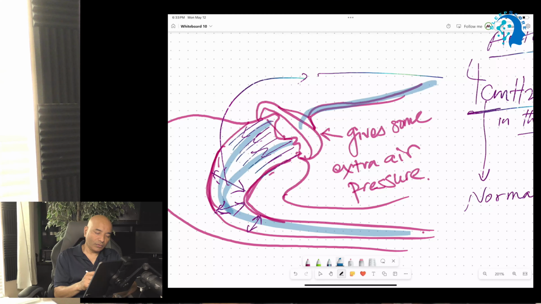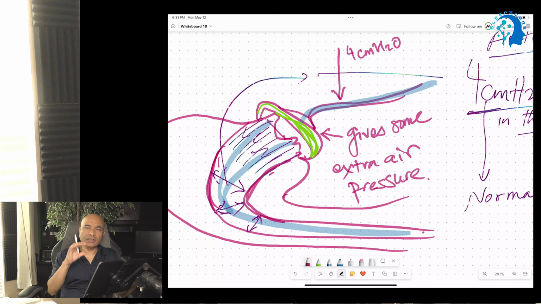we give extra air pressure. This is a mask, and we start from 4 centimeter H2O. Then if they still have obstruction, still the airways are collapsing, we increase by 5 centimeter. I'm telling you the treatment, okay?